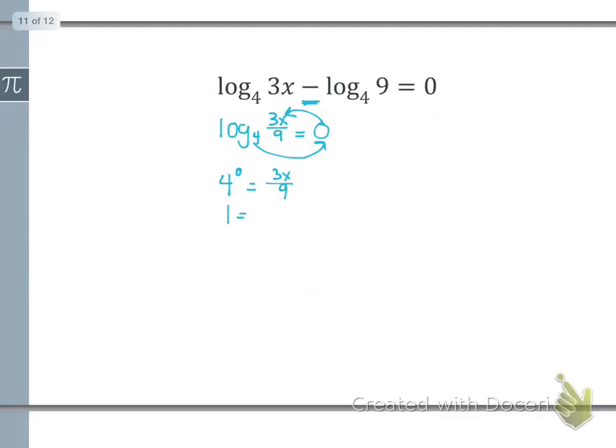Anything to the 0 power is 1. So if I solve, I need to get rid of the 9 first. So multiply, which is the opposite, to get rid of it. 9 times 1 gets me 9. To get rid of this 3, I'm going to divide. So my x is going to equal 3.